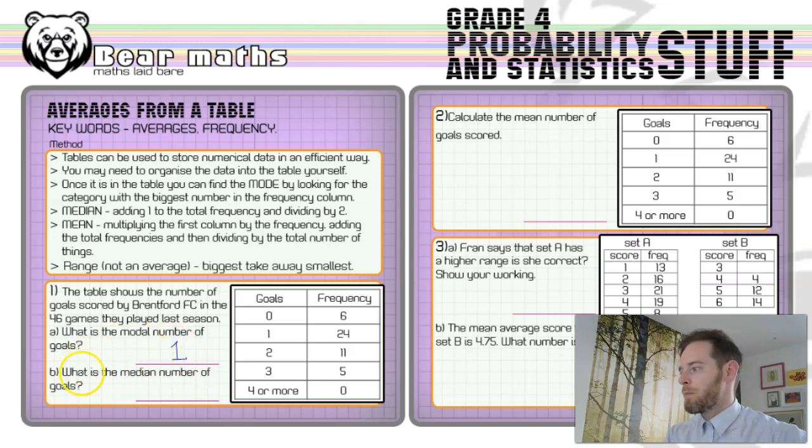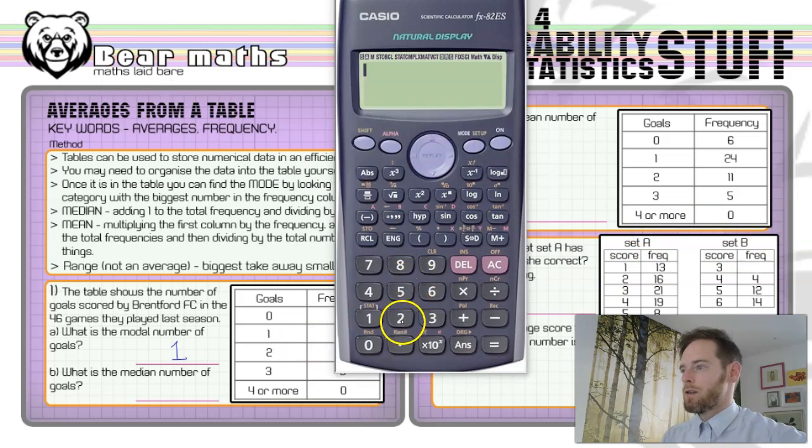So what is the median number of goals? Now this is where we add 1 to the total frequency. Well, we know the total frequency adds up to 46 because it tells us here. So if we add 1 to that, we get 47, and then we divide by 2 and we get 23.5, which I can do on the calculator. Give us a second, just pause this. And there you go, magic. You do the 47 divide by 2, and you get 23.5.